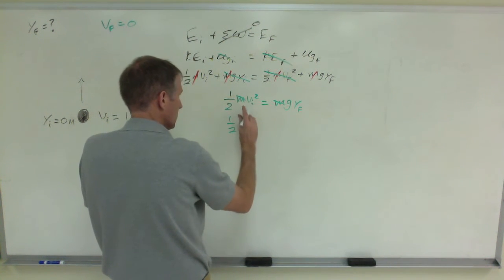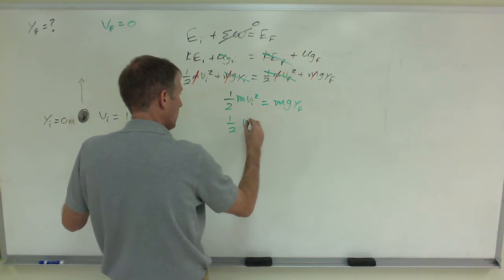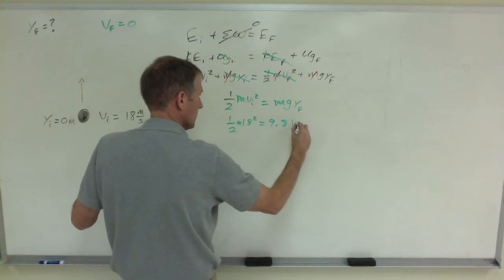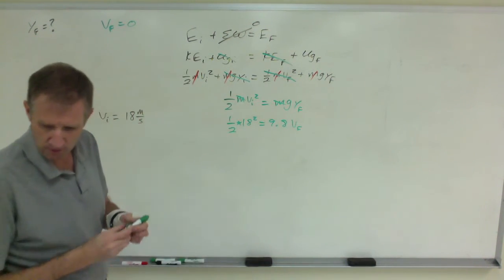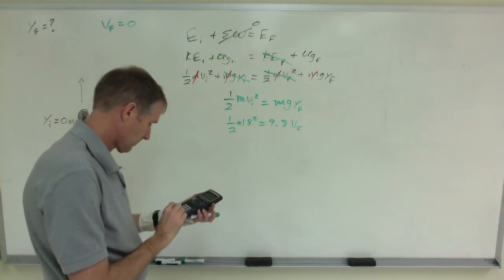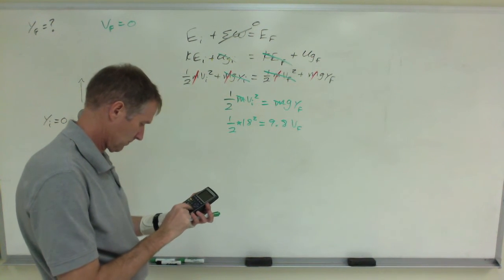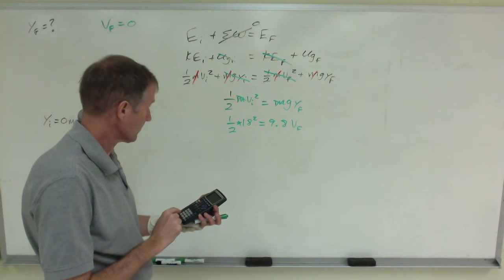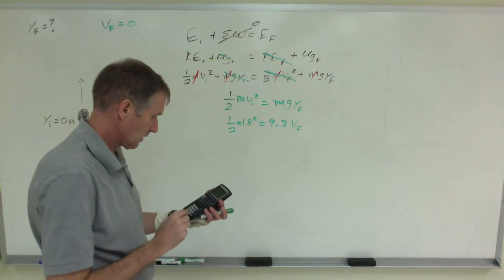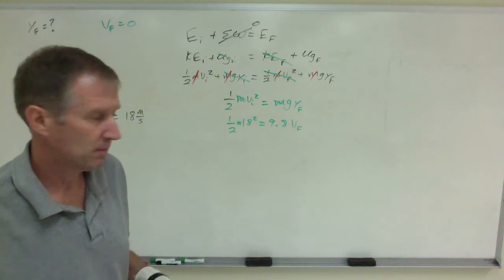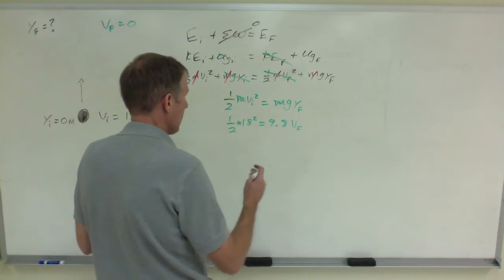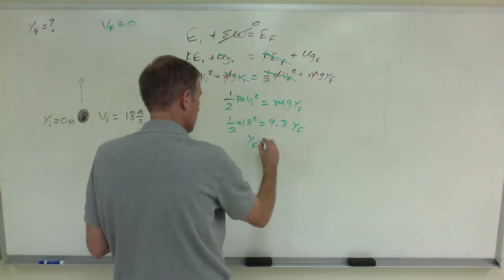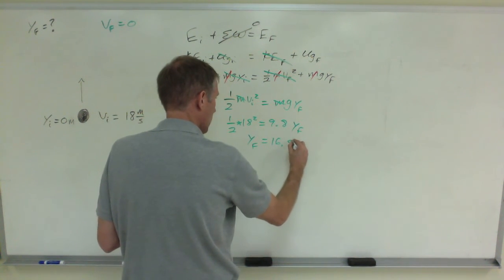1/2 times 18 squared equals 9.8 times yf. So let's solve that. That comes out to be 16.5 meters. So yf comes out to be 16.5 meters.